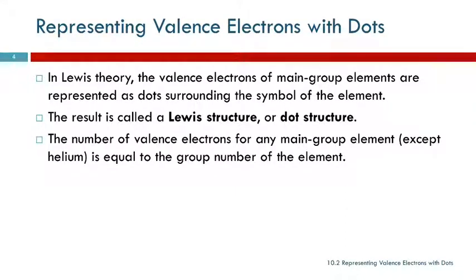So in Lewis theory, we're looking at the valence electrons and we represent them as dots. To write a Lewis structure for an atom, you take the element symbol and you put the number of valence electrons as dots around that element symbol.